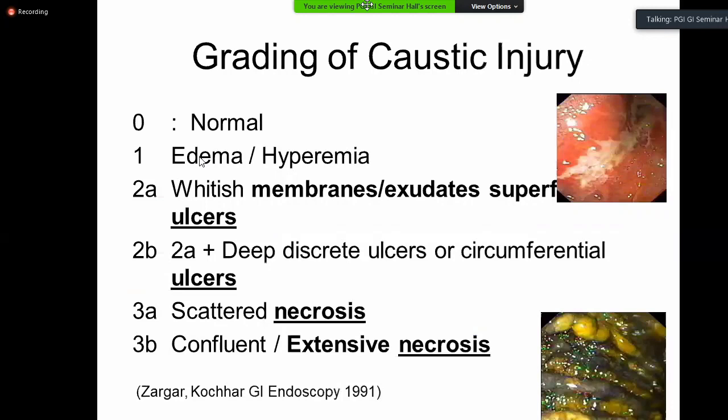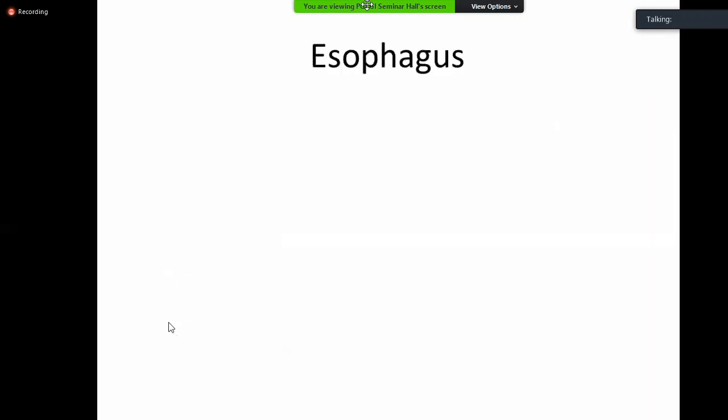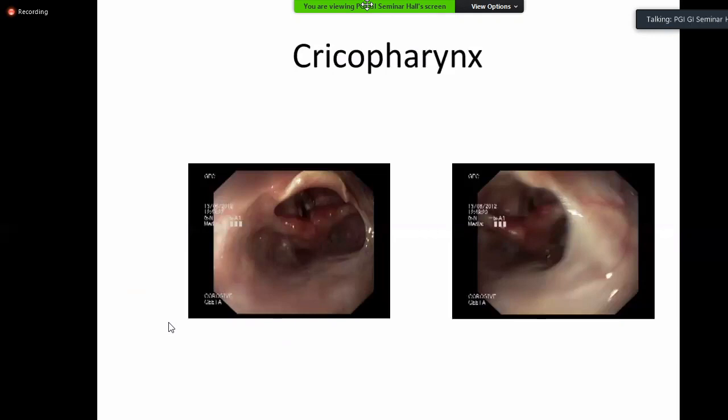So to sum up, grade 1 is edema or hyperemia. Grade 2 is ulceration. If they are scattered, they are 2A. If they are deep and circumferential, 2B. Grade 3 is necrosis or charring. If scattered, 3A. If confluent or extensive, it is 3B. So I'll just take up the esophagus and stomach in the next 10 to 15 minutes.